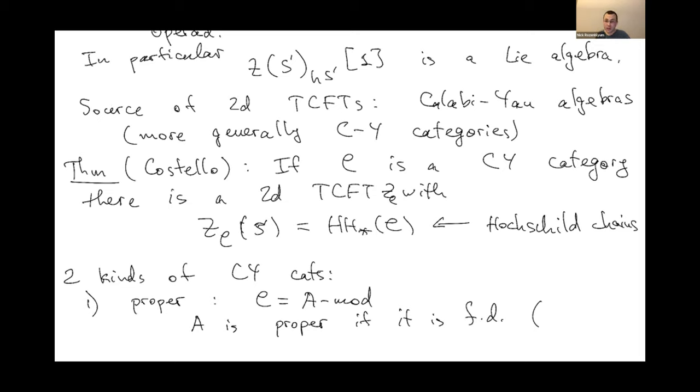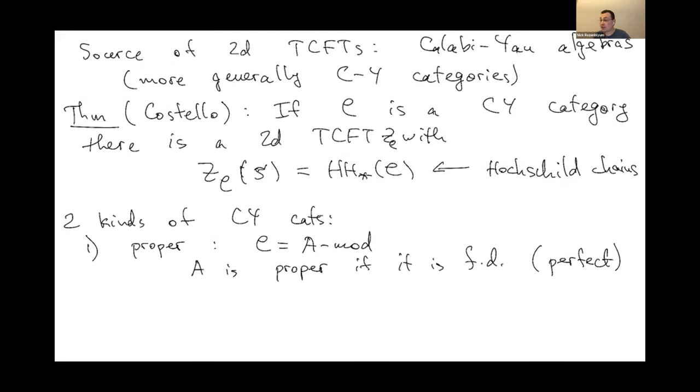So in this context, finite dimensional means perfect. There's some underlying field that we're working over, which shortly will be assumed to be characteristic zero, and it's perfect as a chain complex. And in this case, a Calabi-Yau structure, which I should say comes with a dimension, is an identification of a shift of A with the dual of A, the linear dual of A. So this is as bimodules.